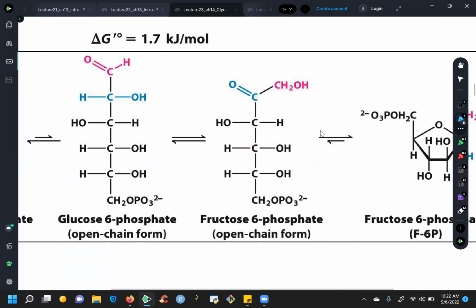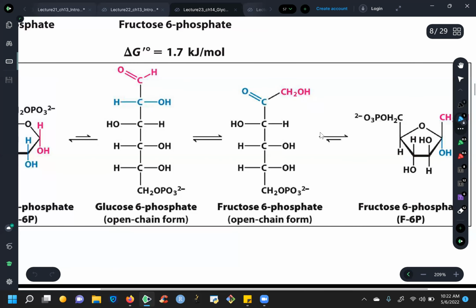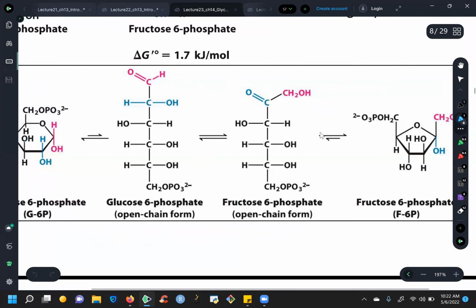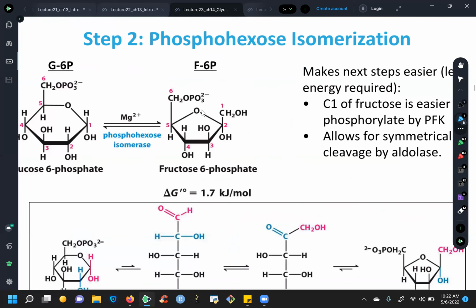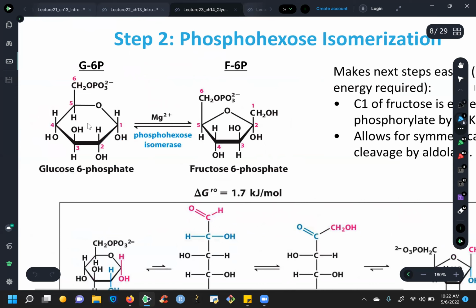Wait, how come they didn't do that here? Okay, just look at this guy right here. So you can tell that this is a fructose sugar because now the carbonyl group is on carbon number 2.